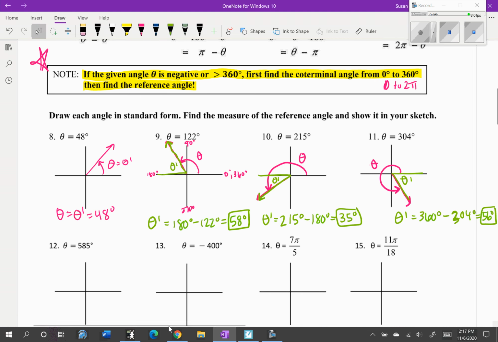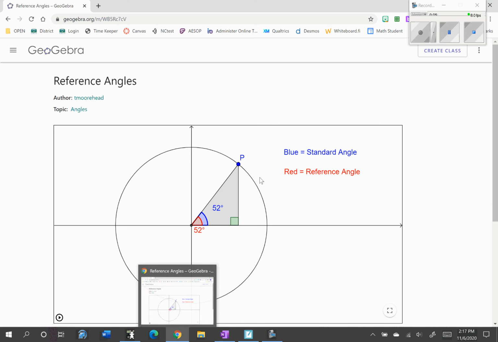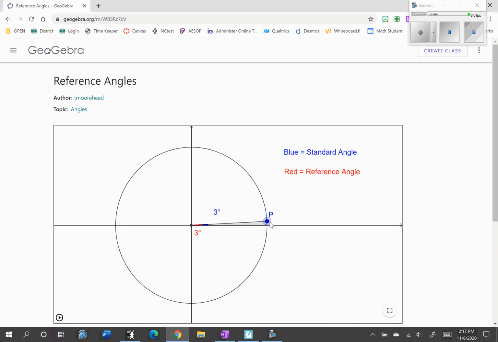So even just to look at another visual, you can see here in the first quadrant, if you're in between 0 and 360, your reference angle is the given angle. In the second quadrant, notice that, again, the blue is the standard angle and the red is the reference angle. So when we had about 122, we get that's 58 degrees. And when we are in the third quadrant, we had 215, which gives us a reference angle of 35 degrees.